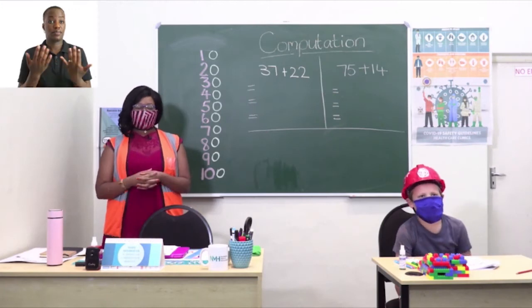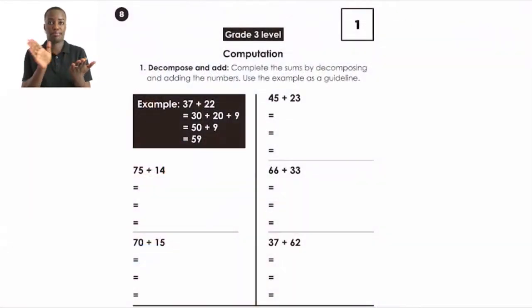Let's now take a look at the exercise on page 8. To be a very good builder or to work on a construction site, you need to be able to compute. And this is computation. We are going to add sums, but before we add them, we're going to take them through a process called decomposing. Remember, decomposing we did before, where we break down the number or we separate the number and then we add. Let's take a look at our example.